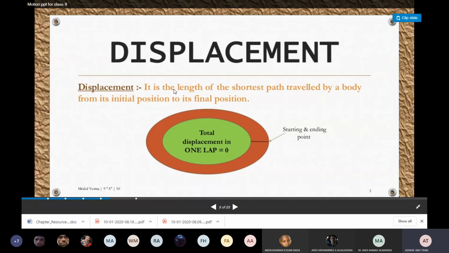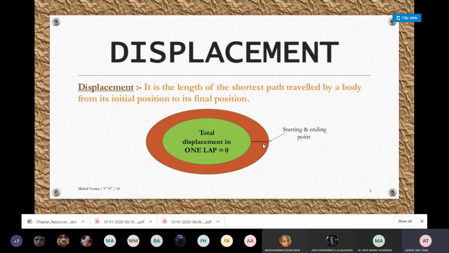Because the displacement is the length of the shortest path traveled by a body from the initial position to the final position. So what is the initial position and the final position here? It is the same point. Because it is the same point, the shortest distance between these two points will be 0.